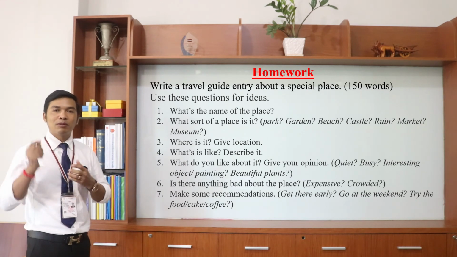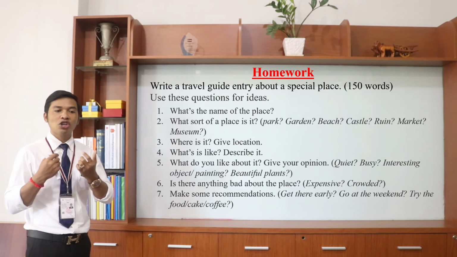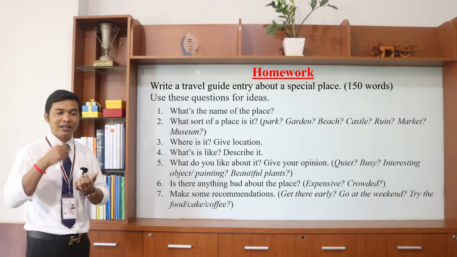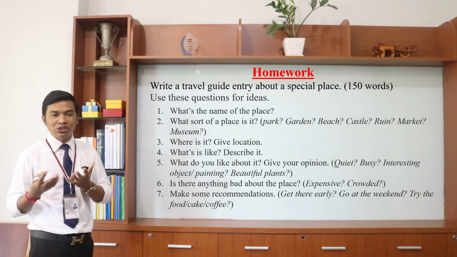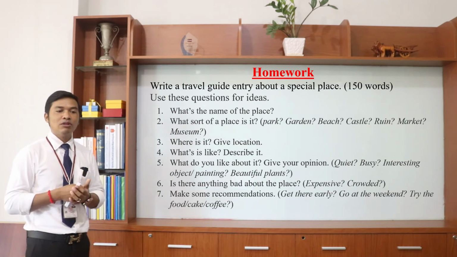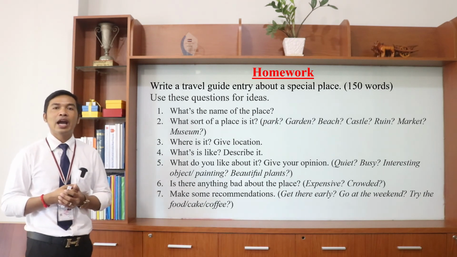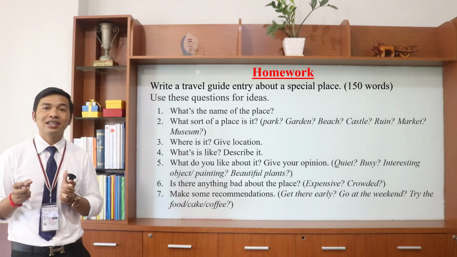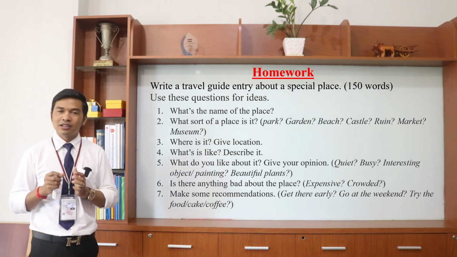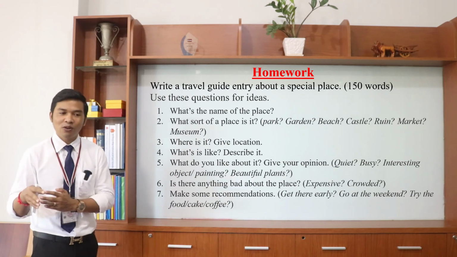What is the name of the place? So you have to show the name of the place. And number 2, what sort of place is it? It means the kind of place, such as garden, beach, castle, market, or museum, something like that. And number 3, where is it? So you have to tell, for example, in our reading text, it is located in London, right? So what place, what kind of place, and where is it located?